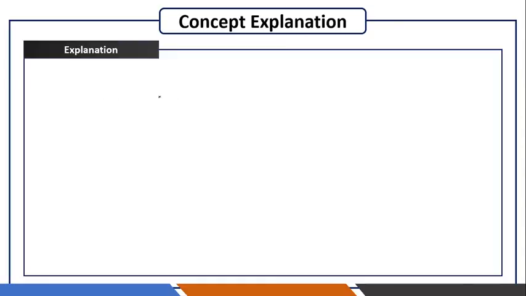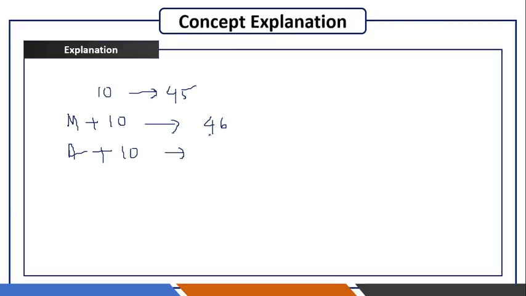So what happens is that, let's say we have 10 students in a class whose average weight is 45 kg. Now another student, let's say Madhur, comes to the class, and now the average weight becomes 46 kg. Then Akshay comes to the class, and he lowers the average weight of the students from 46 to 44. Now we need to find out the weight of Madhur and Akshay.